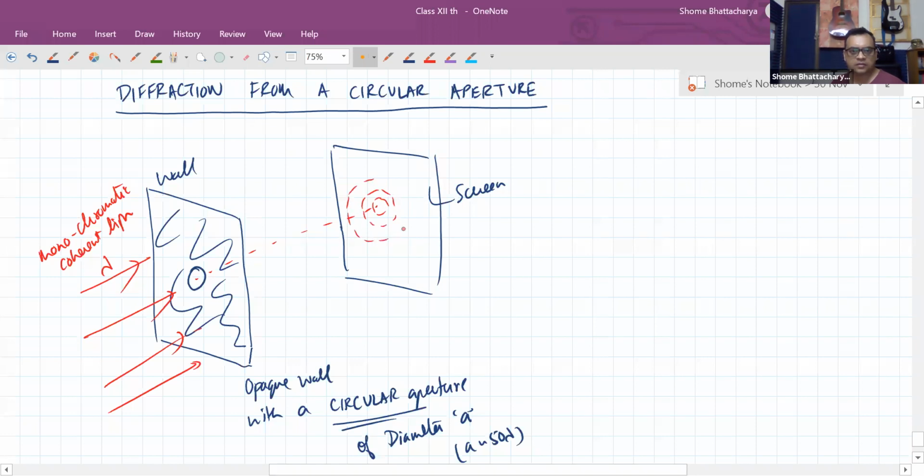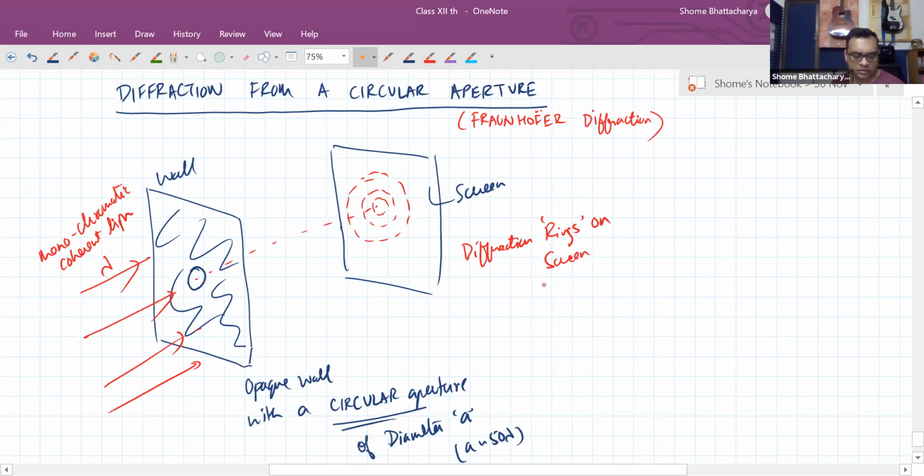diffraction rings. Okay. So this is called Fraunhofer diffraction. This experiment is called Fraunhofer. I think this is how it is spelled. Okay. So we see diffraction rings on the screen.